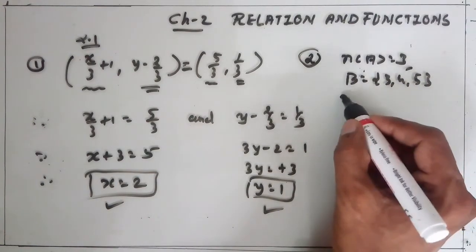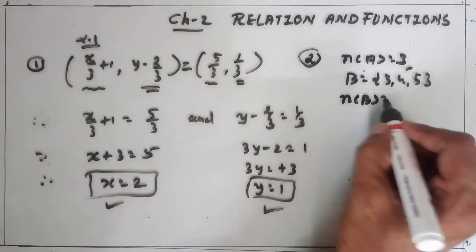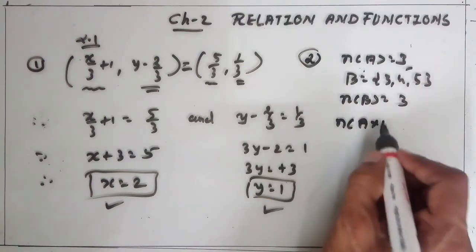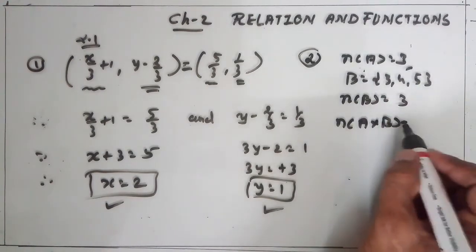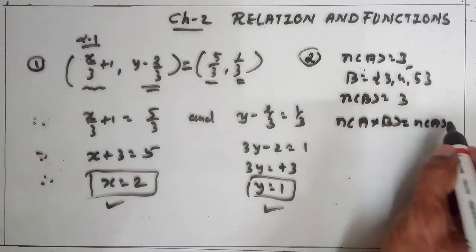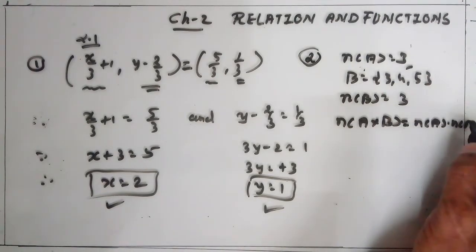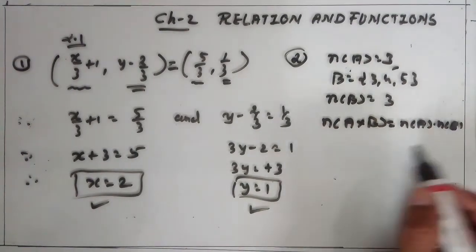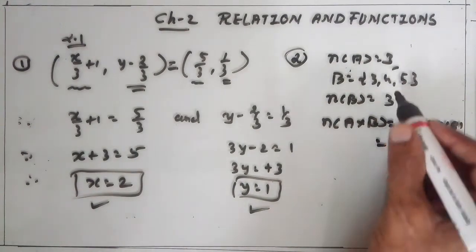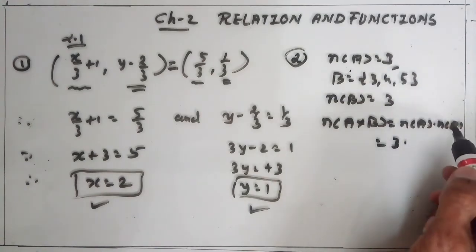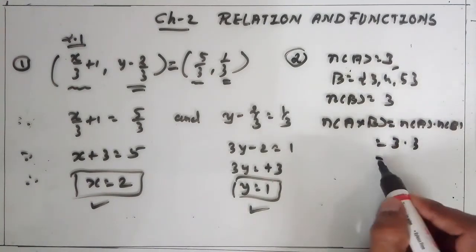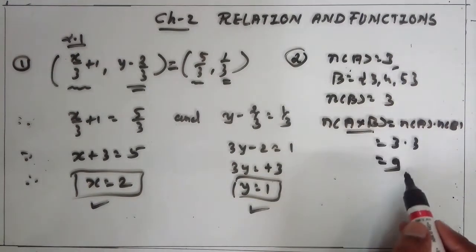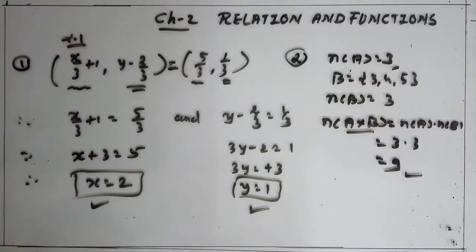Here the number of elements of B is equal to 3, and we know that the number of elements of A cross B is equal to number of A into number of B. You know. Clear? So number of A is equal to 3, number of B is equal to 3. So 3 into 3, 9. So number of A cross B is equal to 9. Clear this?